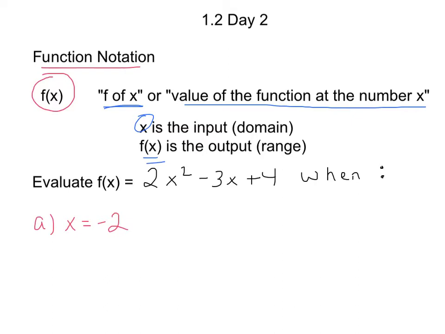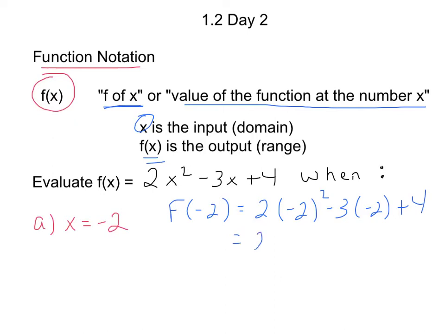So if we're going to evaluate a function, we've got this function f of x equals 2x squared minus 3x plus 4. And we want to evaluate that when x equals negative 2. So it's just like evaluating expressions that you did back in Algebra 1. Wherever there's an x, you're going to replace it with a negative 2. So f of negative 2, because our x is now negative 2, equals 2 times negative 2 squared minus 3 times negative 2 plus 4. And it's all just simplifying.